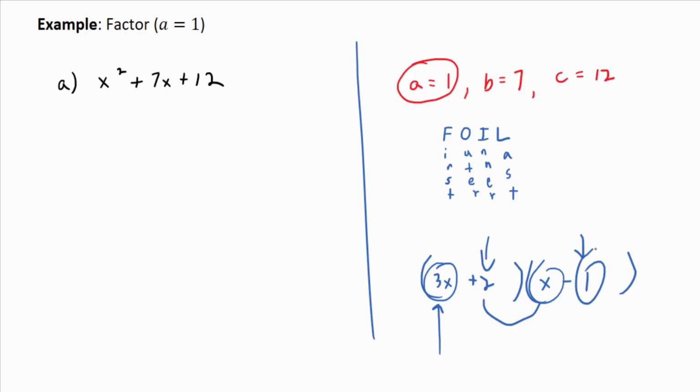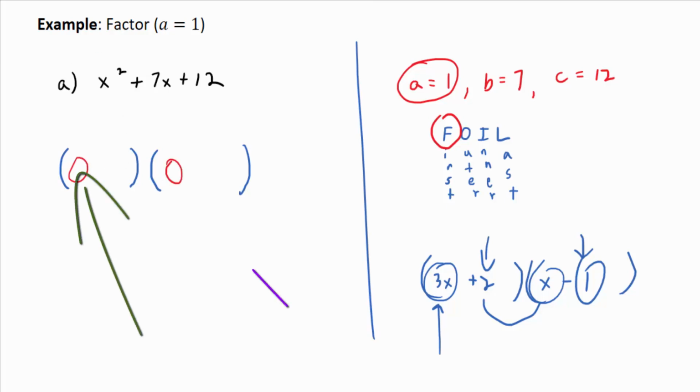So how do you reverse FOIL? Well, the first thing I would do is set up two parentheses. And think about the first terms. To get an x squared, isn't that how you get the term in front? Is to multiply the first guys together, whatever they are? So what would you have to have here and here to get an x squared? Yep. X both times.